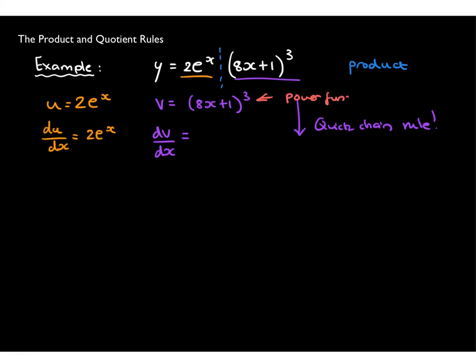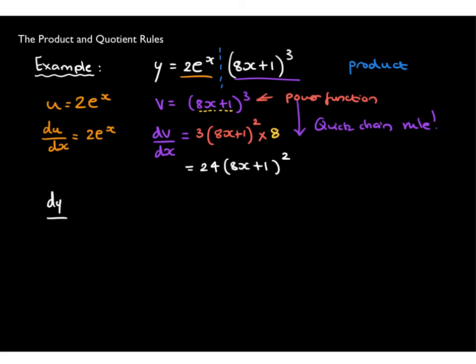So to differentiate this, multiply by the power, reduce the power by 1, and then multiply by the derivative of the inner function, which is 8. So we get to an answer of 24(8x+1)^2.